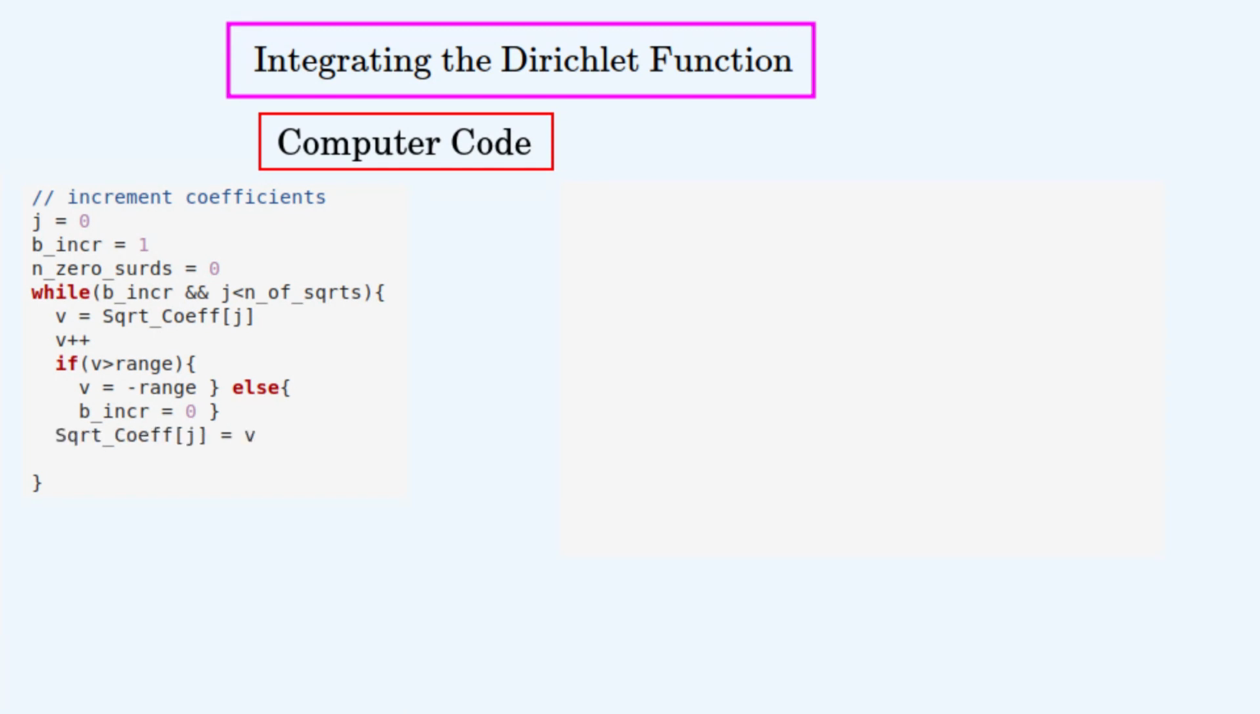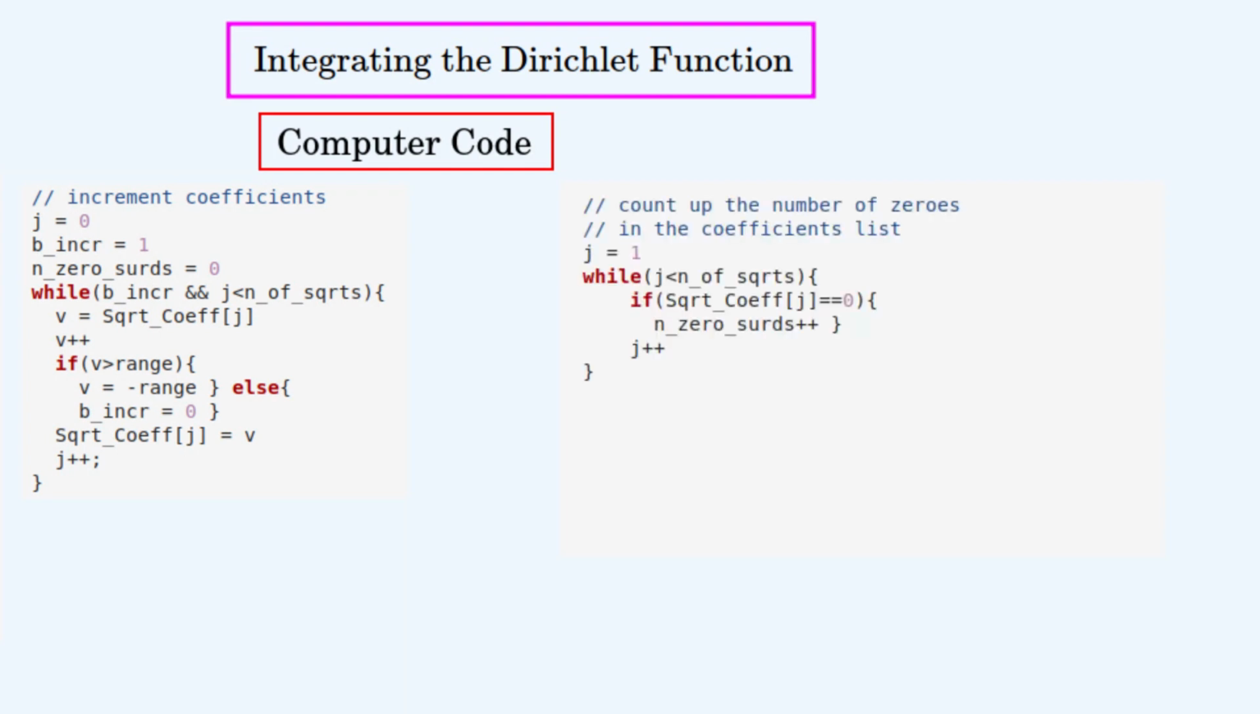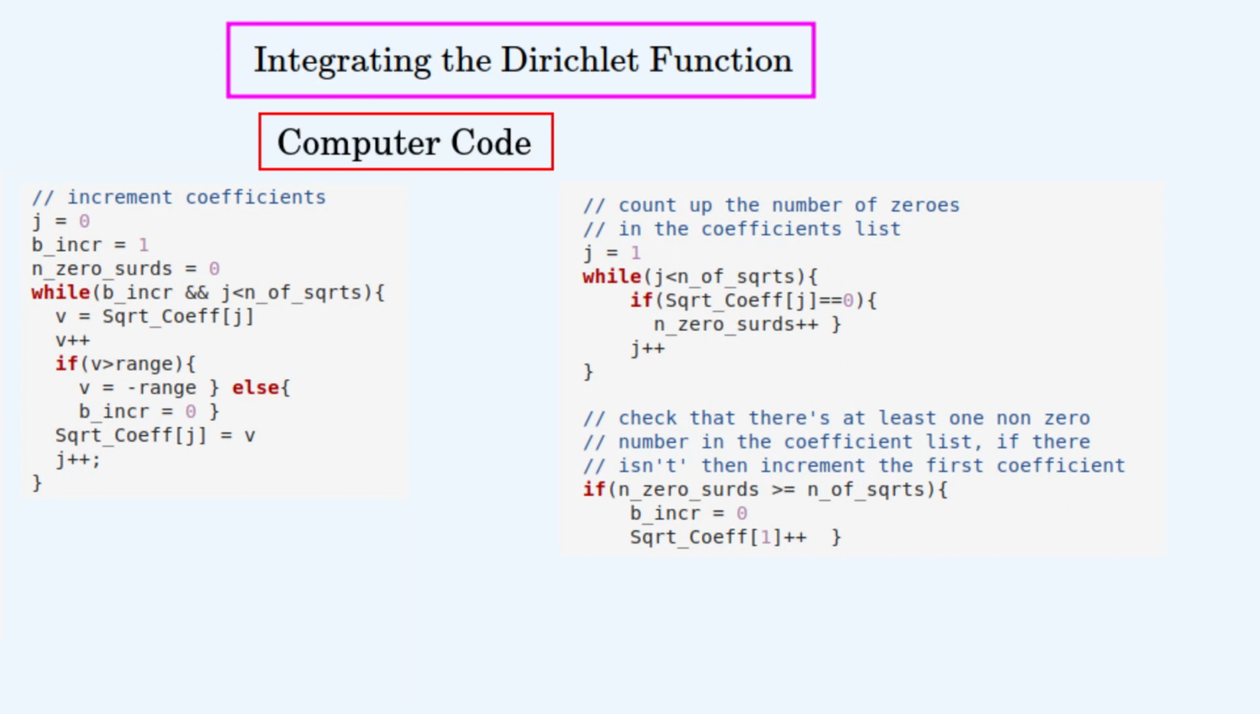We'll insert this new value into the list of coefficients. We'll increment this index variable to point to the next coefficient in this list, since we're going to increment the next coefficient in this list. We'll go through the list of coefficients of square roots again to see how many of them are 0. We'll check that there isn't an integer not having any irrational square roots added to it. If there is, then we'll increment the coefficient of the square root of 2.